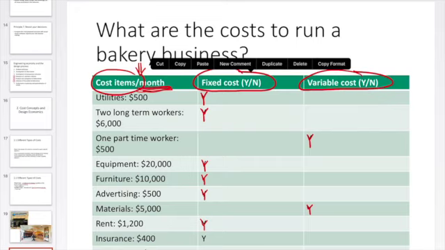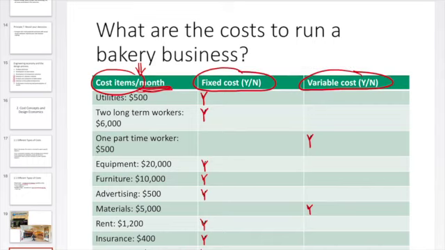And insurance. To run that shop, you have business insurance. Well, that insurance doesn't change along with how many breads you make. So this is also a fixed cost. And then the accountant, the service for the accountant, like every year you need to have an accountant to account your business. Well, that is also fixed. It doesn't change no matter how much bread you make.